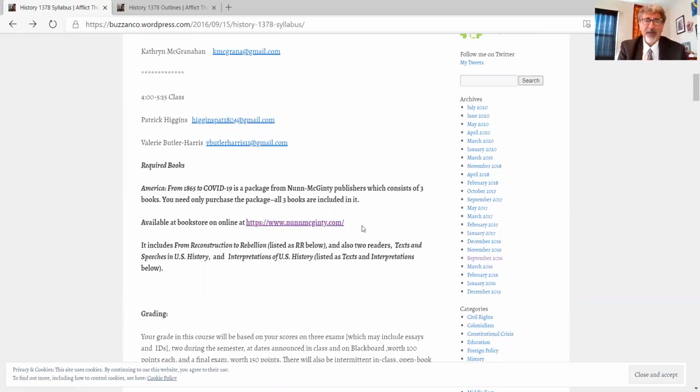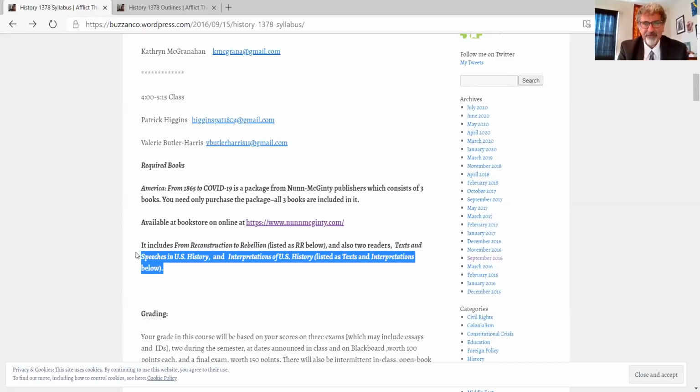The 3 books in that package are From Reconstruction to Rebellion, which is kind of a textbook, and then there are 2 readers. One is called Texts and Speeches in U.S. History, which are documents and speeches that famous Americans have made. And then the other one is called Interpretations of U.S. History. When we get down lower, and I have the reading assignments there, the textbook reading From Reconstruction to Rebellion is going to be listed as RR, and the other ones will be listed as text and interpretation. So just keep that in mind.